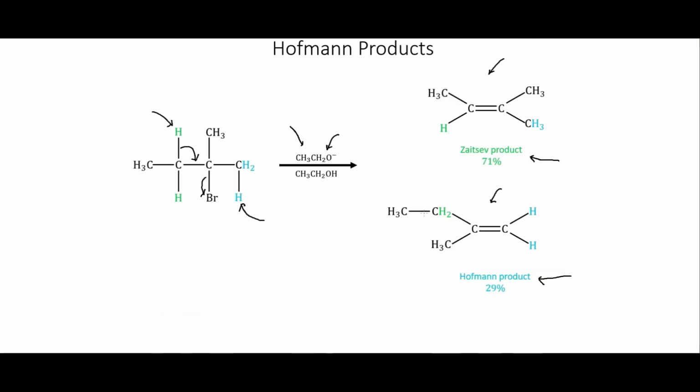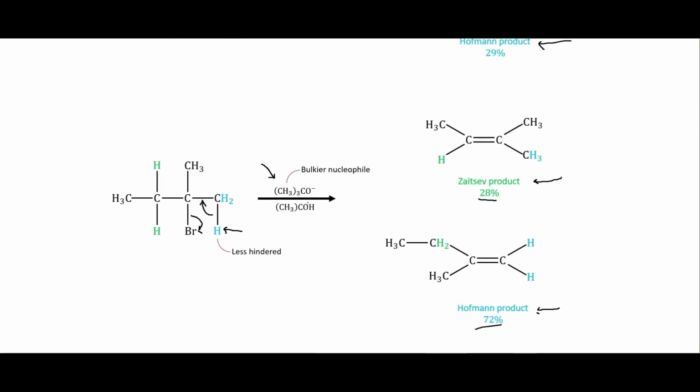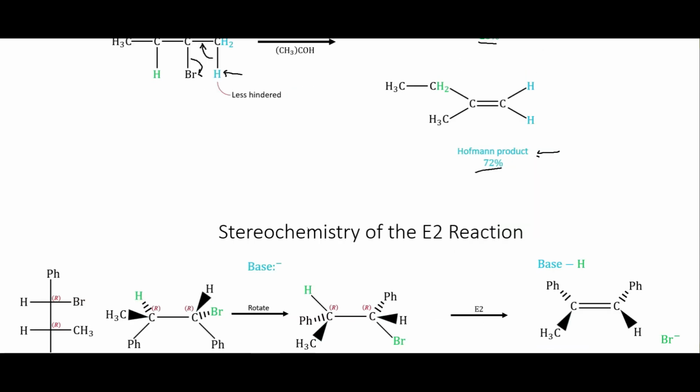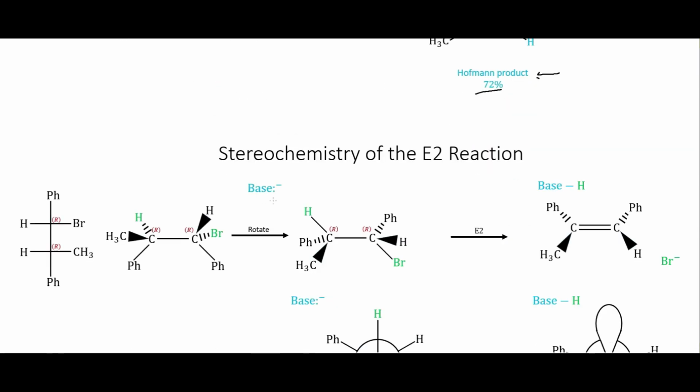And so the take-home message for this is we can use this bulkier nucleophile to favor the Hofmann product over the Zaitsev product, because it's going to go after the less hindered hydrogen there.